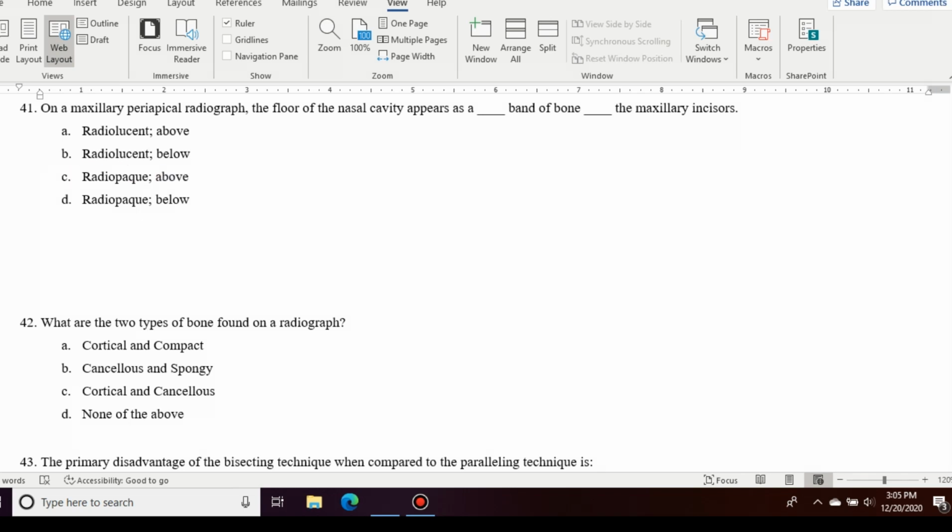42. What are the two types of bone found on a radiograph? A. Cortical and compact. B. Cancellous and spongy. C. Cortical and cancellous. Or D. None of the above. The correct answer is C. Cortical and cancellous.